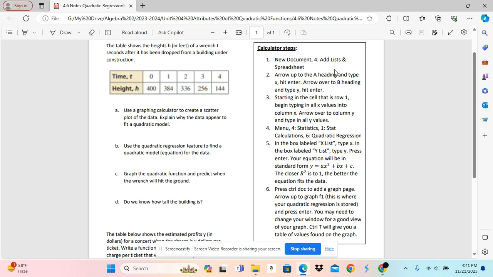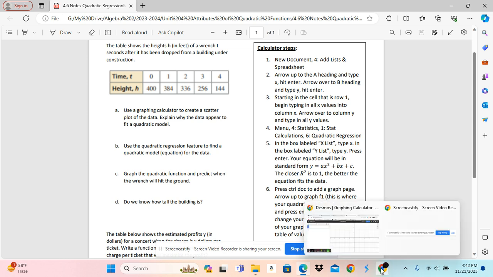So if you're in the classroom, you have a graphing calculator and you can follow all of these steps, but you're probably at home watching this video and you don't have your graphing calculator with you. So I am going to show you how to use Desmos. You can just Google Desmos graphing calculator or use the link that I posted in Schoology for you guys.